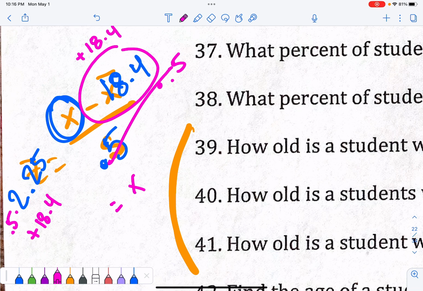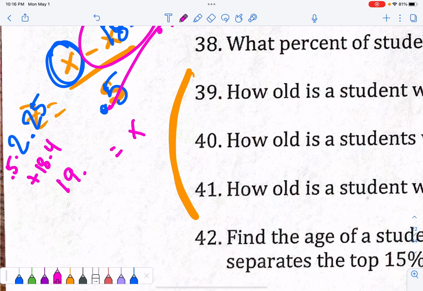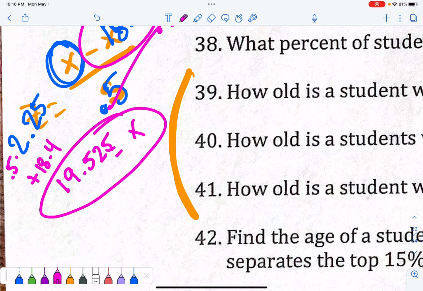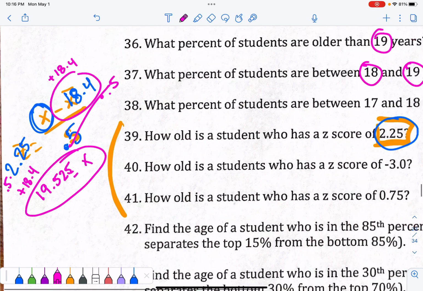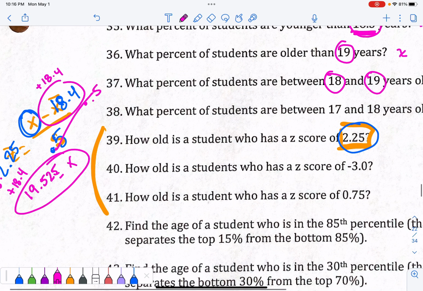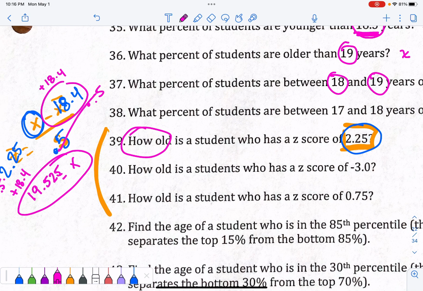We know it's got to be older than 18.4, quite a bit older. They are 19.525 years old. So 19 and a half years old, almost 19 years and 6 months about. So that is how old a student is, 19.525. That is what you're going to go with.